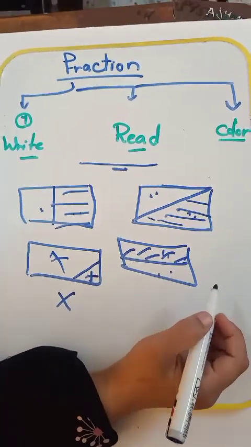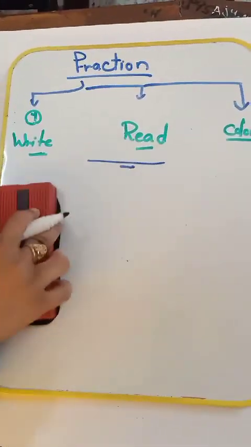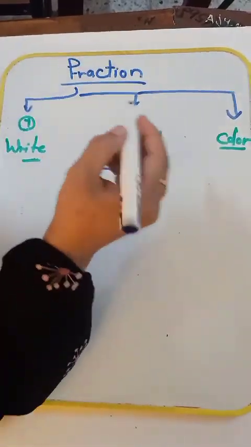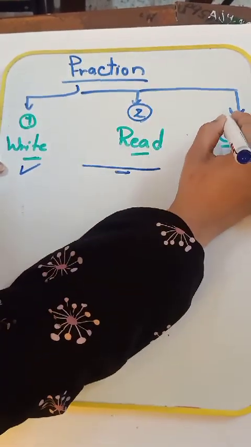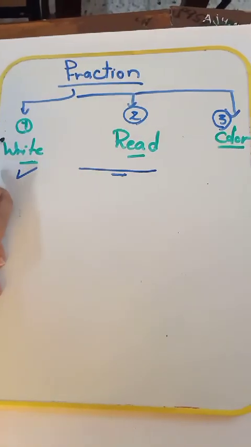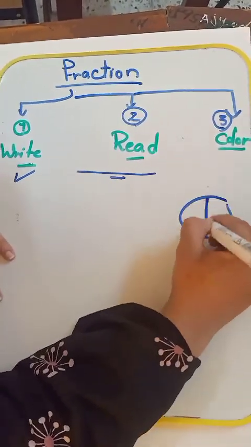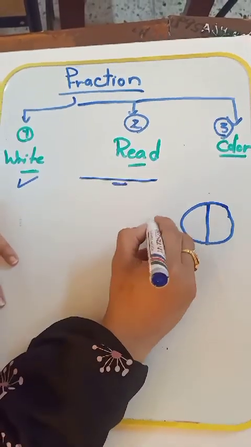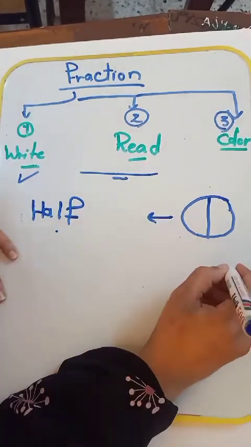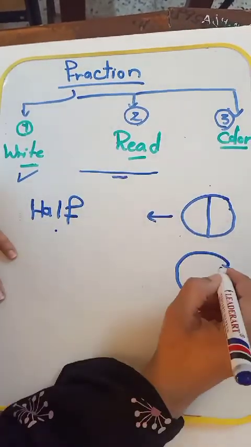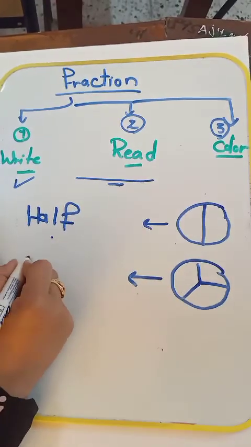Okay, what do we need from the fraction? We need three main objectives: how to write the fraction, how to read the fraction, and how to color any shape like this fraction. How to write it? If we cut any shape into two equal parts, this is called half. We take 1 of 2, it's called half. But if we cut this shape into 3 equal parts, this is called third.